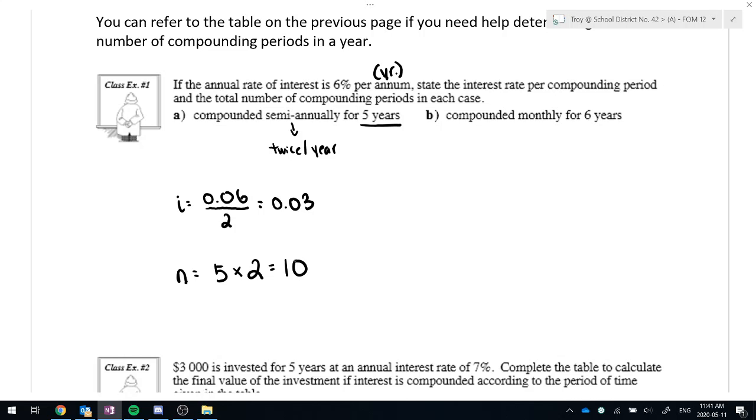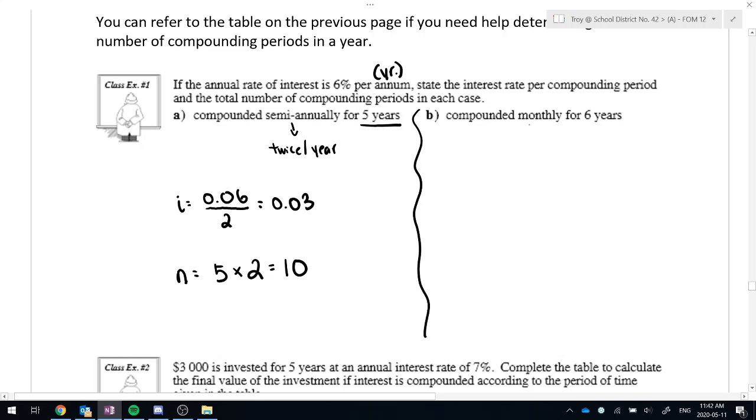Okay? So if we wanted to do a calculation for the final amount of the investment, we would use an I value of 0.03 and an n value of 10. Of course, we're missing the other information to finish this question, but that doesn't matter. All right, we can do the other one.